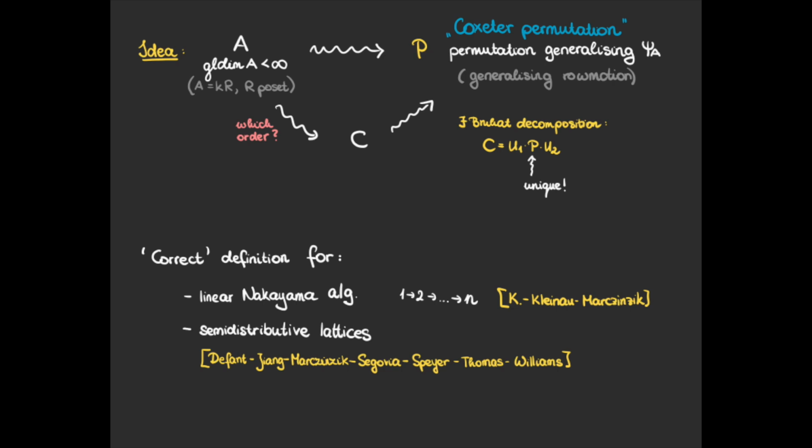So a priori, this is a proposal of the definition, which is not complete, but I would like to state as a last statement that there have been some recent results which show that for certain classes of algebras where there is a canonical choice for the ordering of the simple modules, and there is some notion for generalization of psi A or the row motion map, our definition seems to be the correct definition to generalize psi or the row motion map. So this is the case for linear Nakayama algebras or semi-distributive lattices. And this was everything I wanted to say. Thank you for the attention.